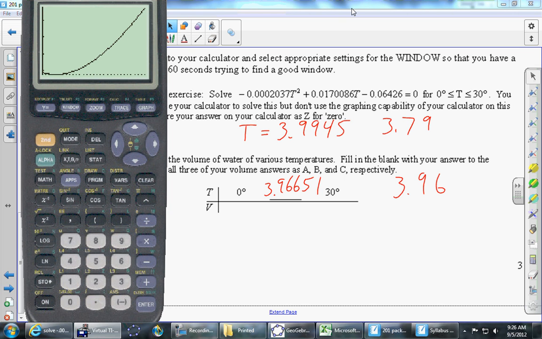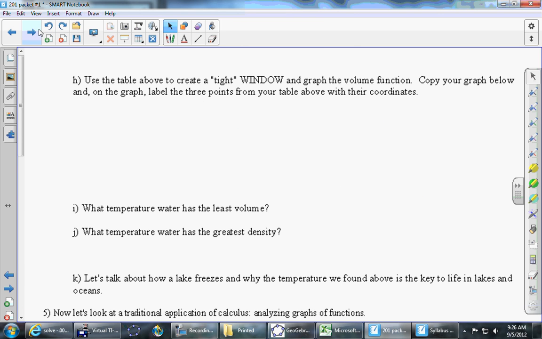Water is most dense at 4 degrees. Is this something you guys knew? A few people kind of heard this before. So why do we care about that? Well, first let's fill in some of this stuff.